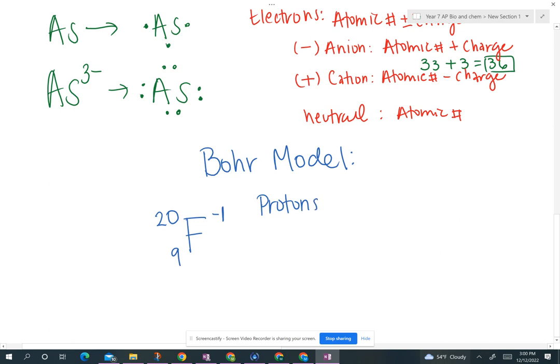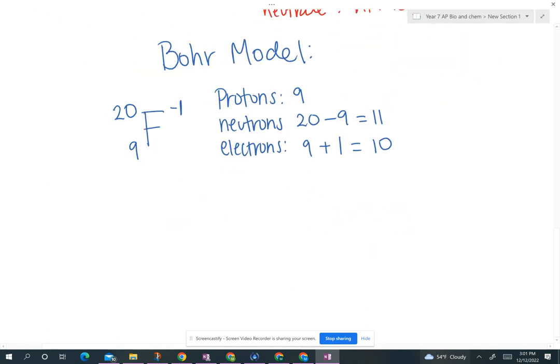Okay, so like we mentioned above, for protons, I'm going to have 9 because that's my atomic number at the bottom. Neutrons, I'm going to go 20 minus 9, which should be 11. And then electrons, in this case, if it's a negative charge, I'm going to add. So 9 plus 1, and I'm going to have 10 electrons on here. So for this Bohr model, I have 9 protons. Neutrons is going to be equal to 11.